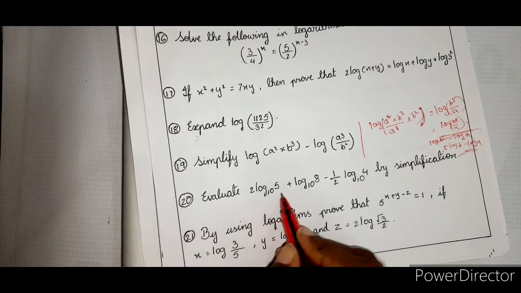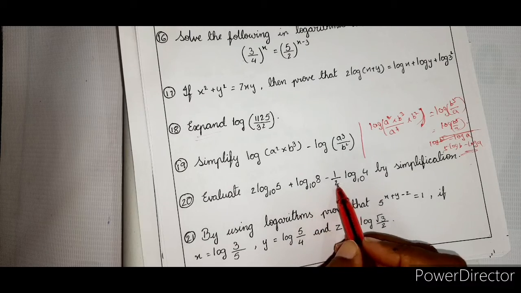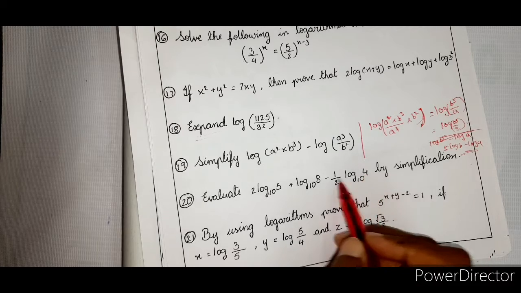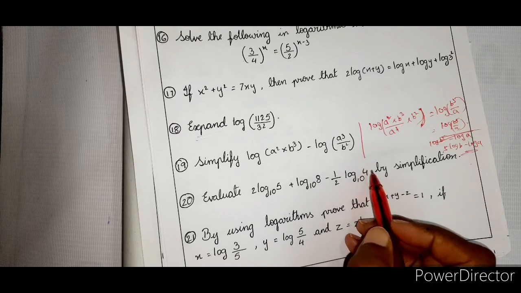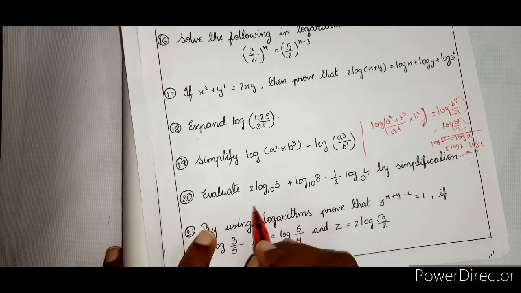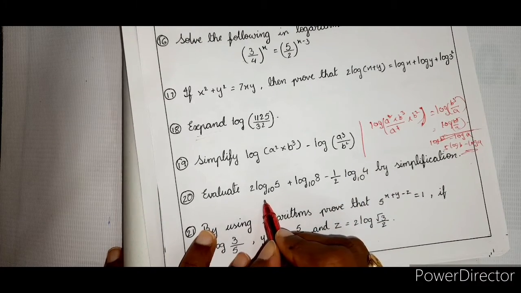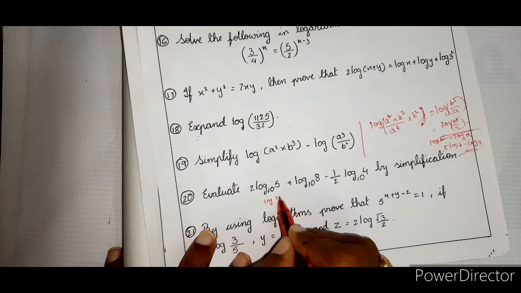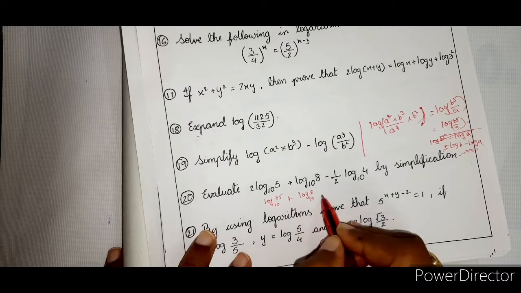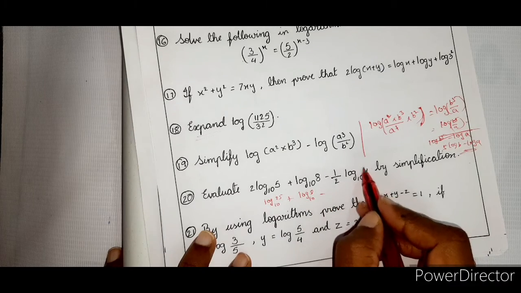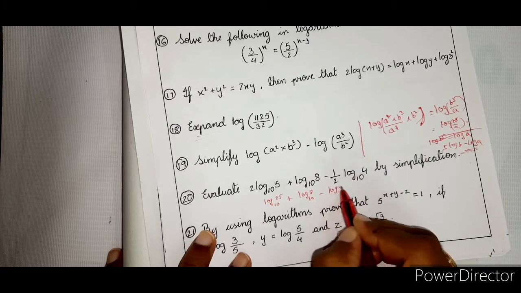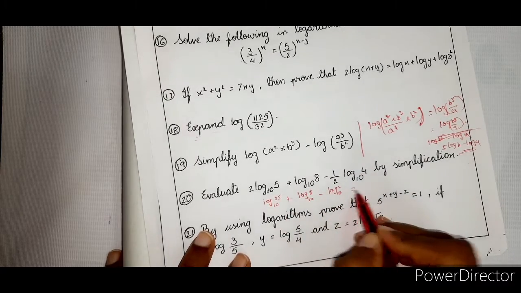2 log 5 as it is, this is minus half log 4, right? Means log 4 root, that is 2, right? Log 2. So therefore you can say this to be log 25 base 10 plus log 8 base 10 minus 4 power half, which means root 4. Root 4 is 2, so 2 log 2 base 10. So this is where we are now.